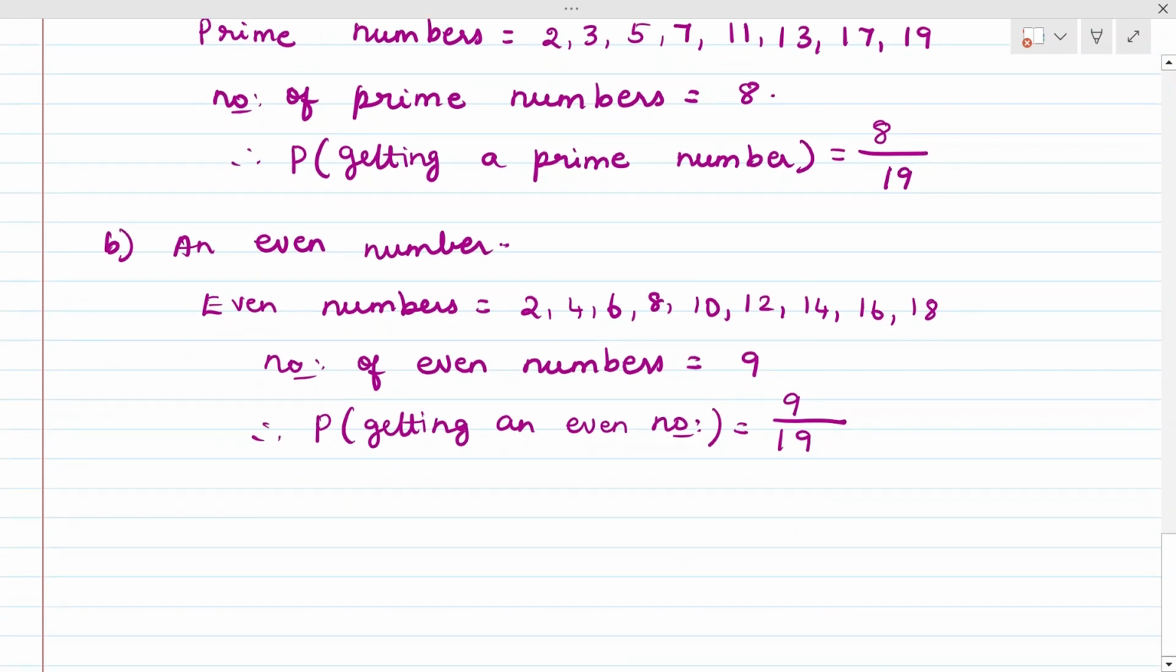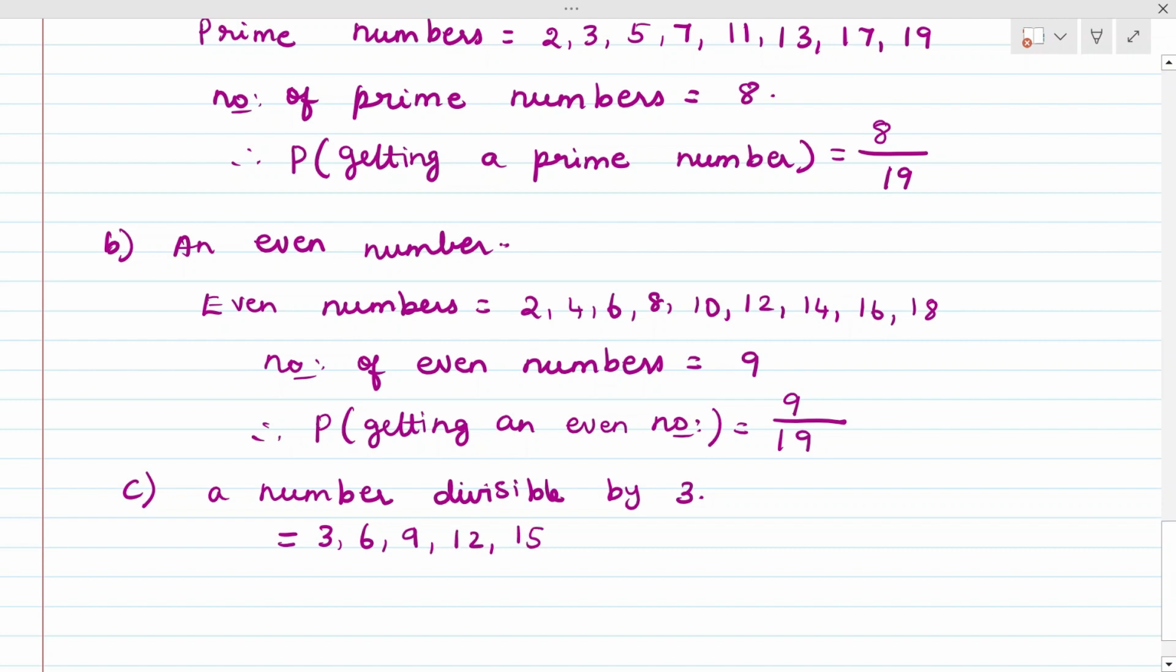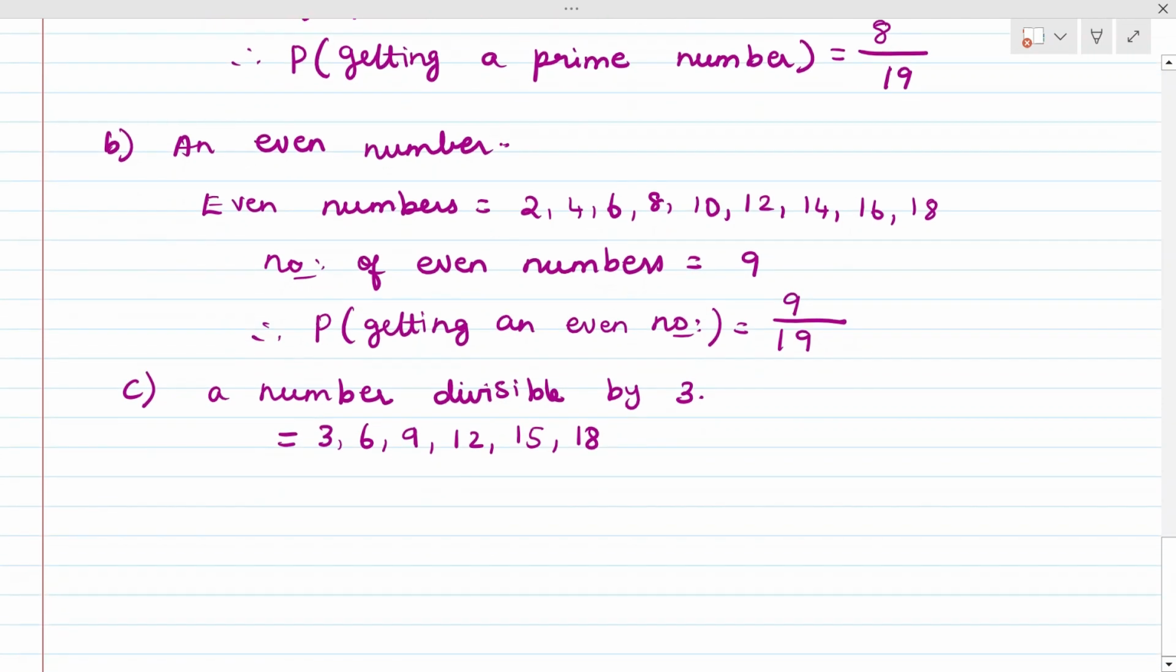Now we will do the third subdivision. See, a number divisible by 3. Again we will write what are the numbers divisible by 3? 3, 6, 9, 12, 15 and 18. These are the numbers between 1 and 19 that are divisible by 3. So how many numbers are there?